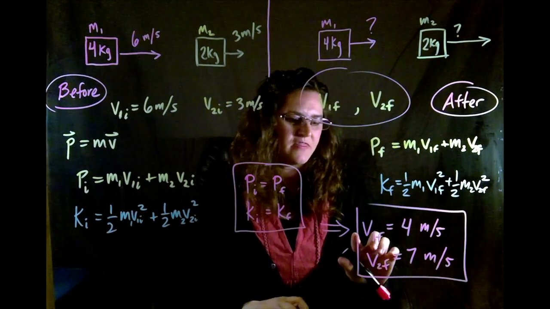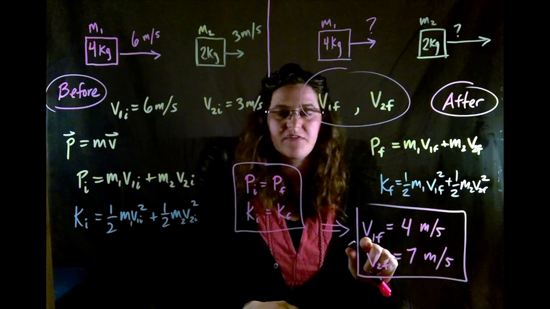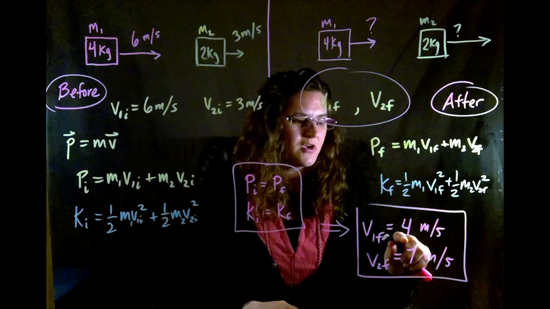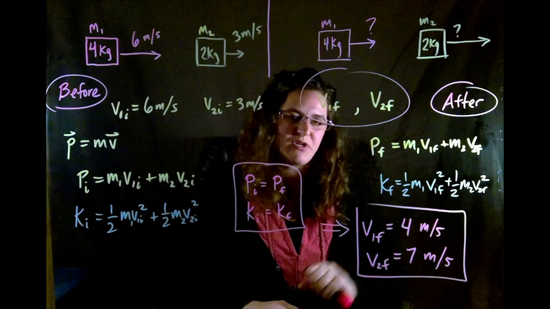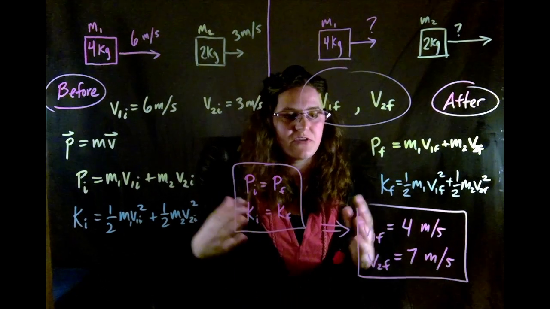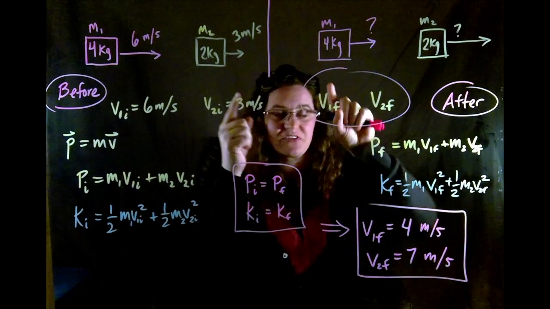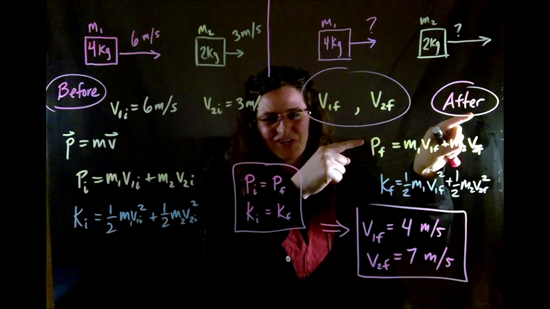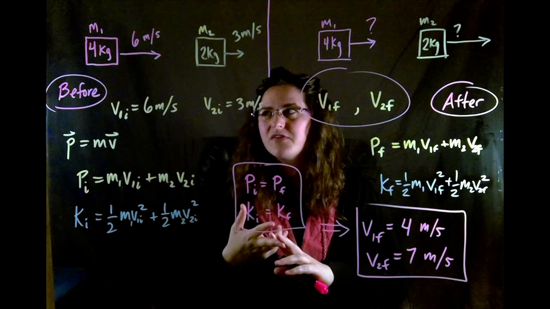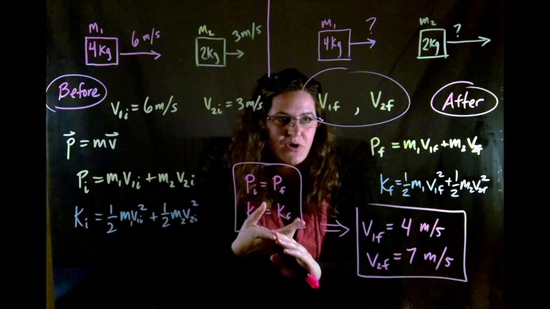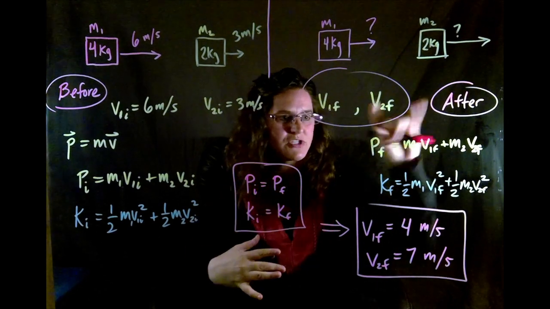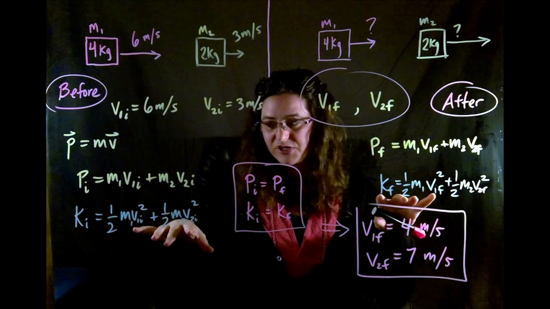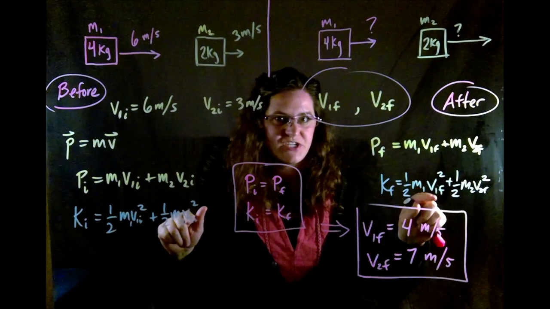You should get that the final velocity of the first block is positive 4 meters per second, and of the second block is positive 7 meters per second. Interesting. So they underwent an elastic collision and they're still both moving that direction. So that's how you solve a momentum conservation problem that's an elastic collision. Because there were two unknowns, we needed two equations, and we used kinetic energy to get the second one.